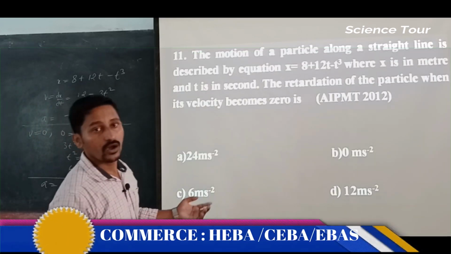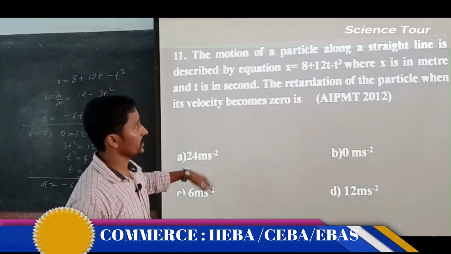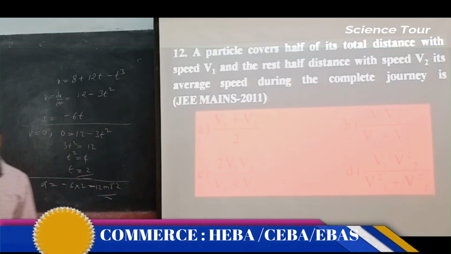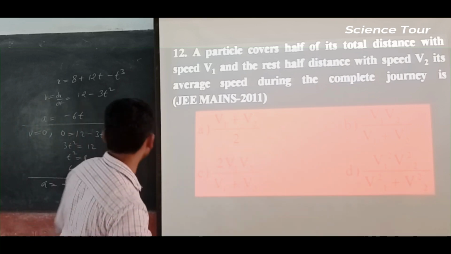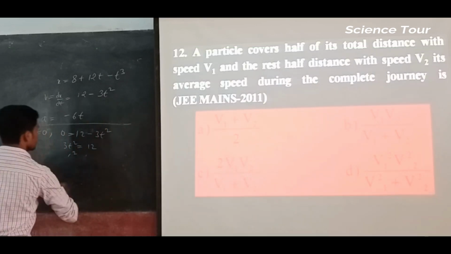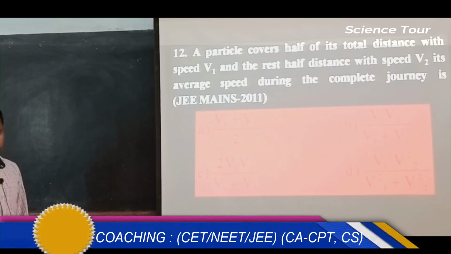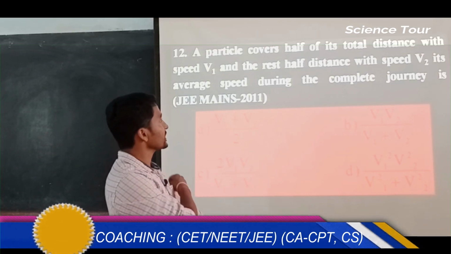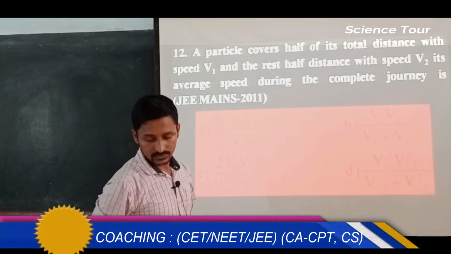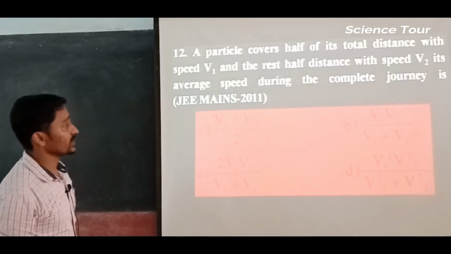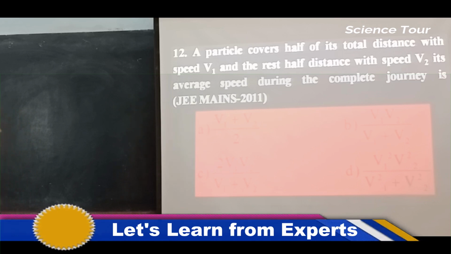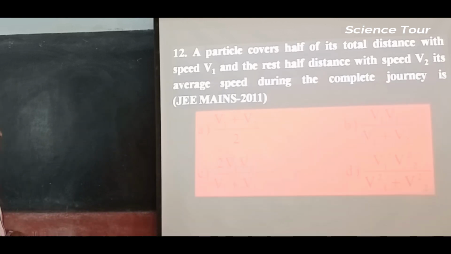Again, the same question is there. So next we will move. Okay, read the question on the screen. That is, a particle covers half of its total distance with the speed v1 and the rest of the distance with the speed v2. The average speed during the complete journey is?